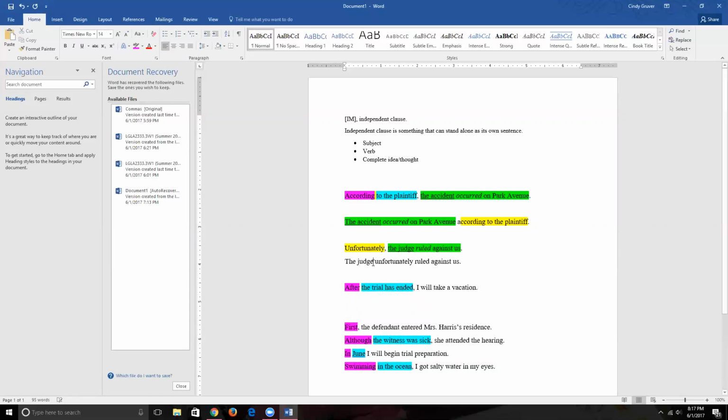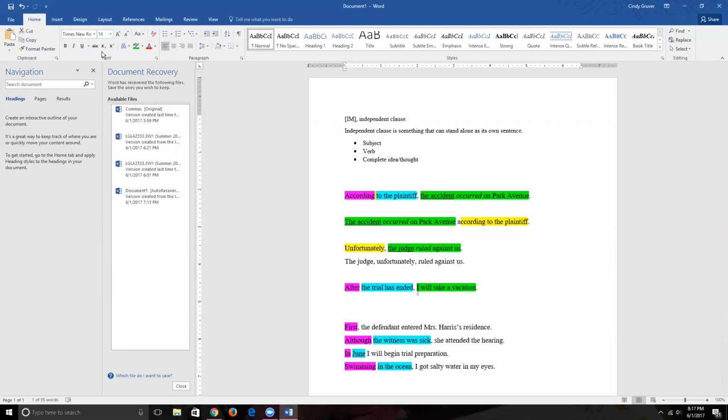And as I say, we actually would put this in commas usually, but that's not because of Rule 5. After the trial has ended, I will take a vacation. Okay, so again, let's see if this clause here, the one in green, is an independent clause. Could it function as a sentence on its own?